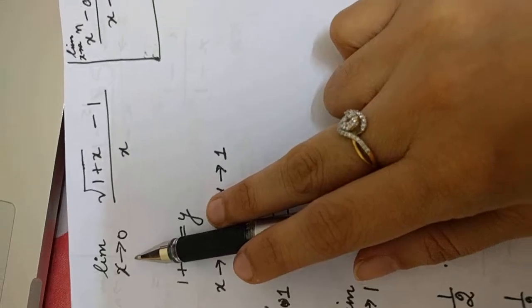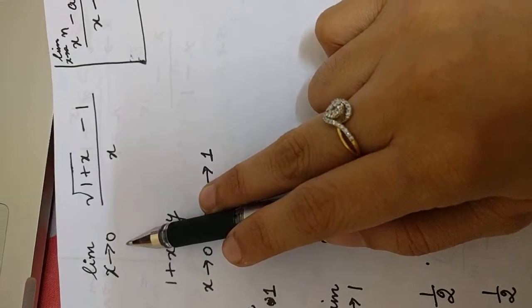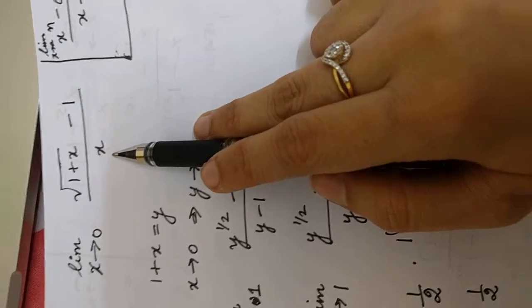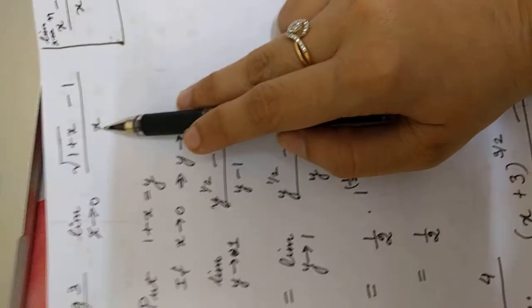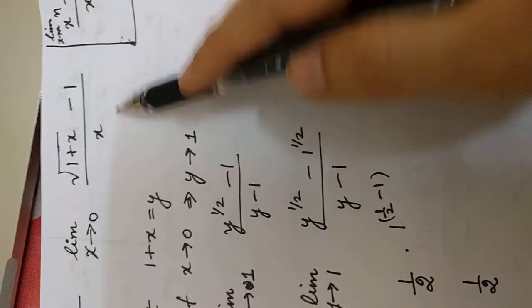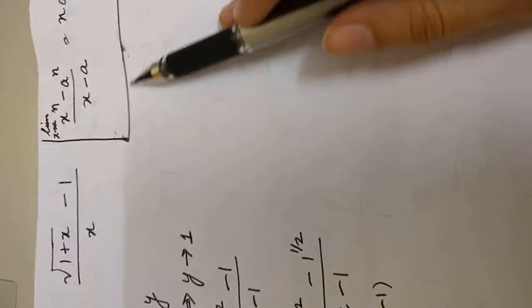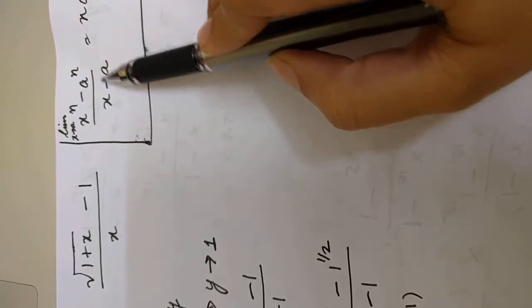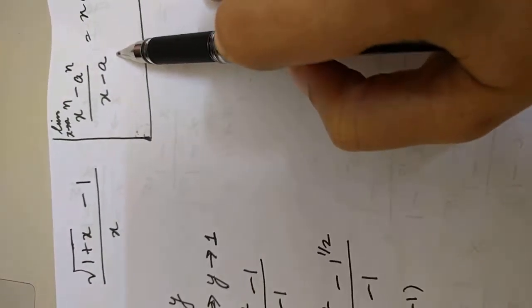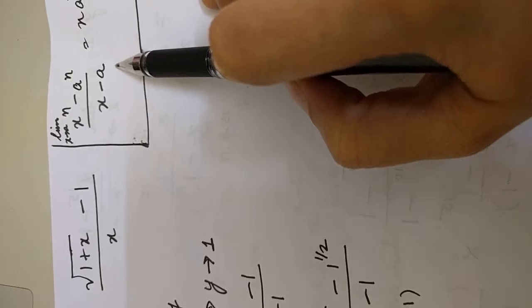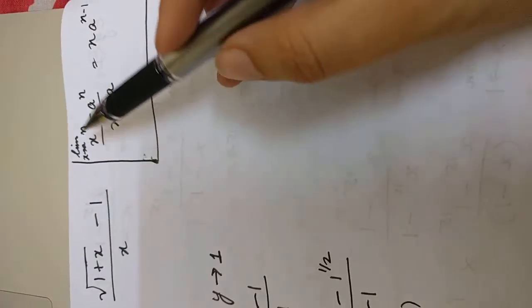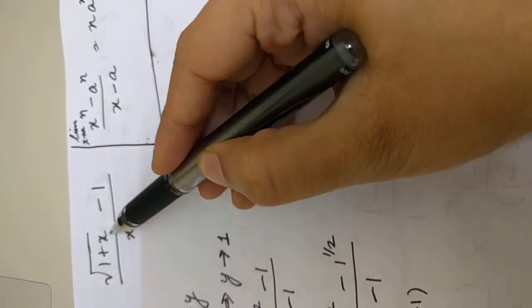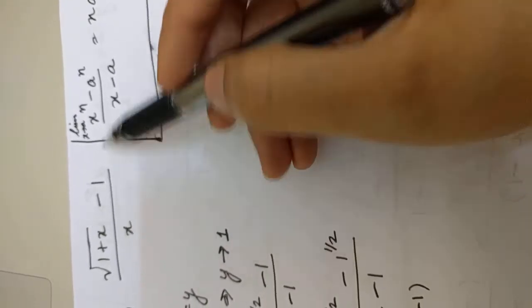So the next question is limit x tends to 0 of (under root of 1 plus x minus 1) upon x. Now we'll again try to break it in the form of x to the power n minus a to the power n upon x minus a. So how can we do this? Somehow we have to convert this into x to the power n.